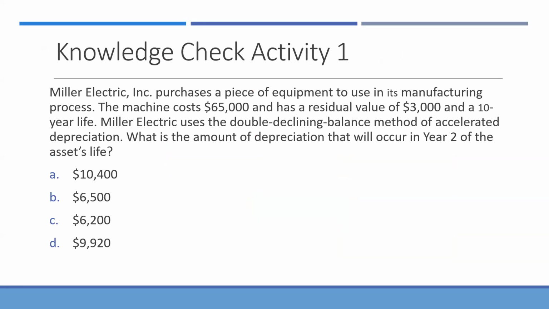I'll let you guys calculate this one. So we have a machine, it costs $65,000, residual value is $3,000, and we have a 10-year useful life. What is the depreciation in year 2 under the double declining balance method? So I'll let you guys work this out yourselves, and then I'll also do it sort of on the board here.